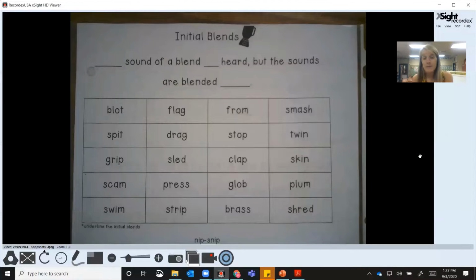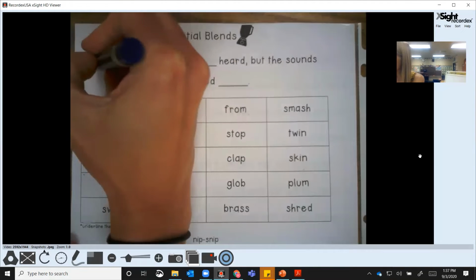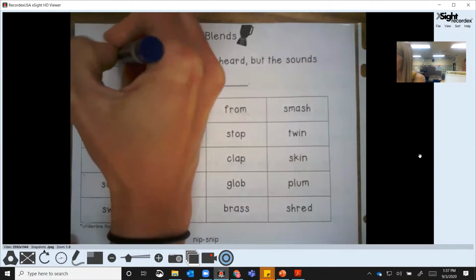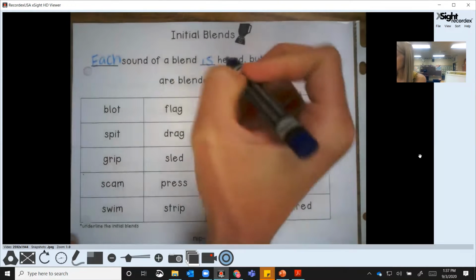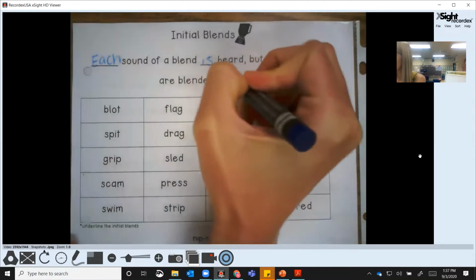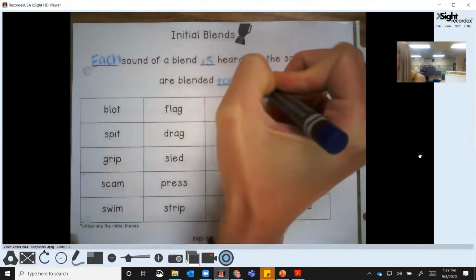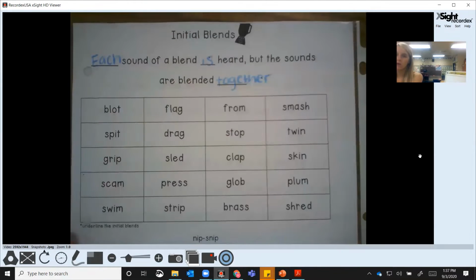Okay, today we're going to be talking about blends, and specifically initial blends. We first have to define what a blend is. A blend is when each sound of a blend is heard, but the sounds are blended together. So you're going to have two letters, but they both make their own sound.